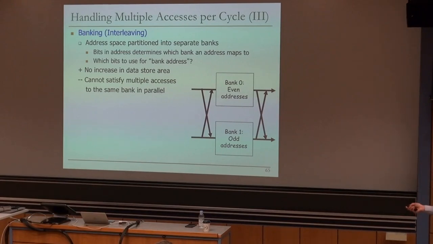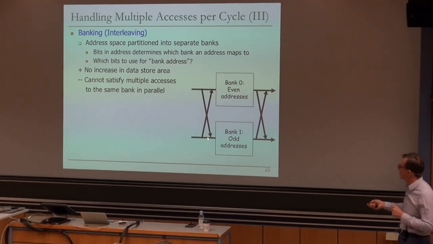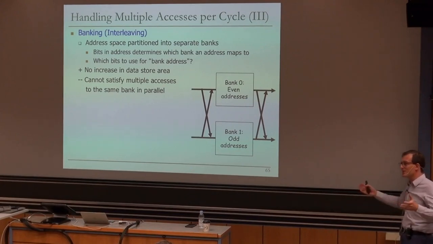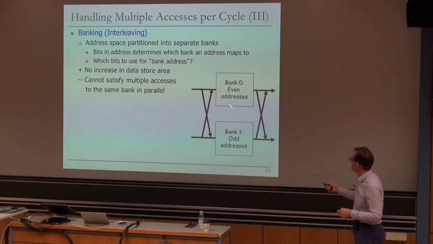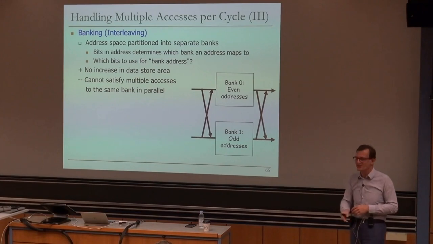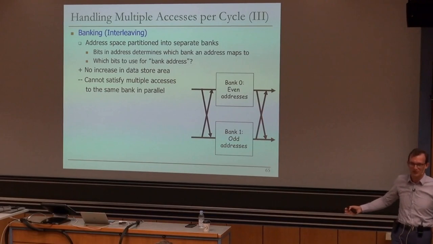You cannot satisfy multiple accesses to the same bank in parallel. Clearly, you can have bank conflicts. This is prone to bank conflicts because you're partitioning the addresses, right? Somehow, with a pathological access pattern, you basically keep accessing only even addresses, right? You're always using only one bank. You're back to square one. You're only single ported in that case, right?